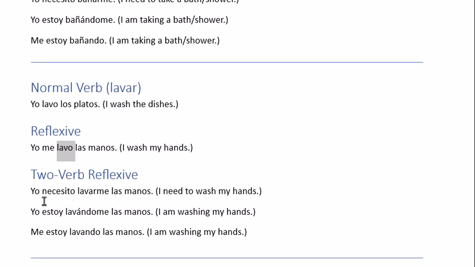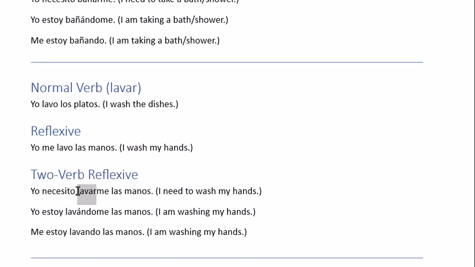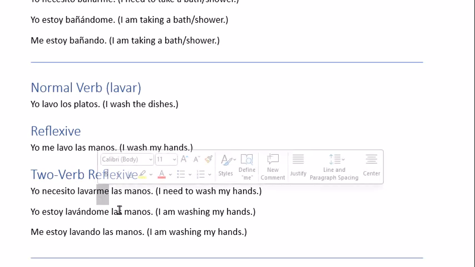All right, so I need to wash my hands. Yo necesito, I need to wash, right? Doesn't have an O, doesn't have an A, nobody's doing it, okay? So I need to wash. And then I'm doing the action to or for myself, so I've got that reflexive pronoun in there. So yo necesito lavarme, and then las manos.